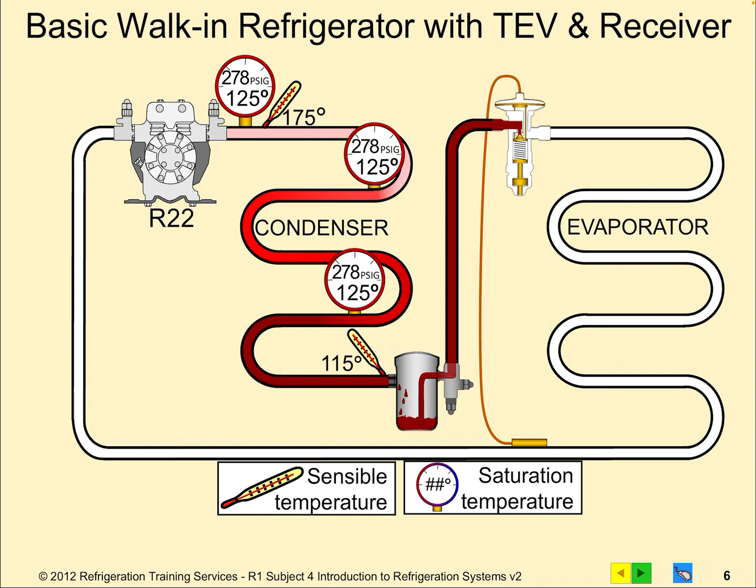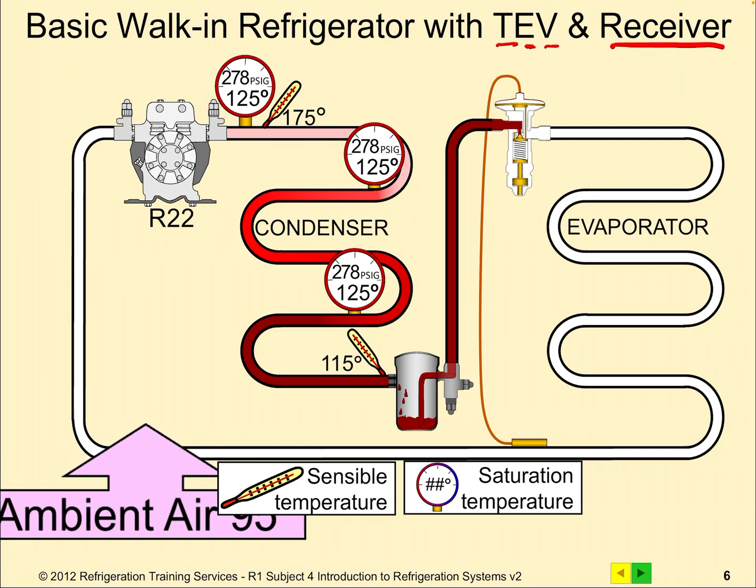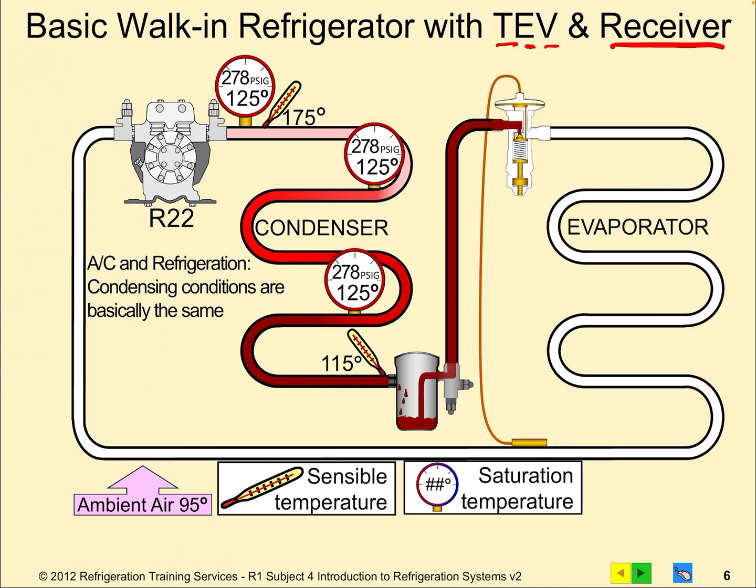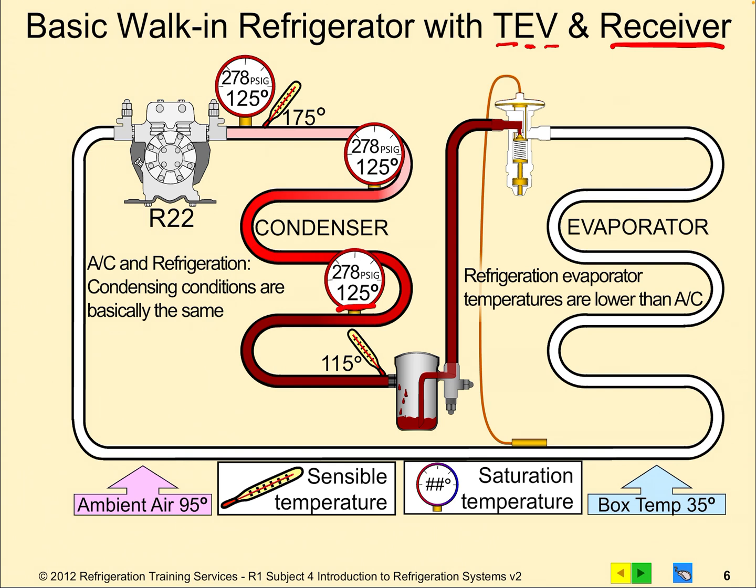So let's take a look at this one. Here's an example of a little walk-in refrigeration unit with a thermostatic expansion valve, and it's going to show a receiver. And on the high side, we kept everything pretty close to the same. So we've got our 10 degrees of subcooling. Again, we're looking at 125 to the 115. We have a component called a receiver. That's this component. And then as we travel into the low side, remember our box temp is 35 degrees.